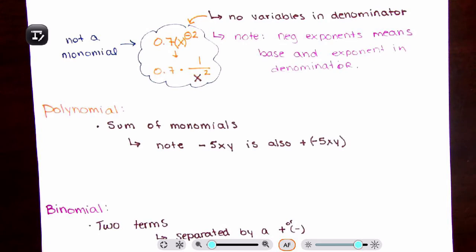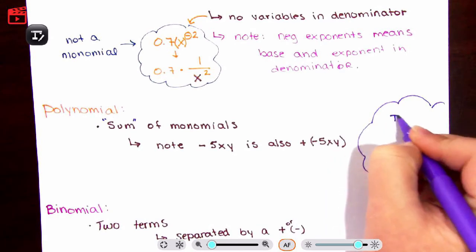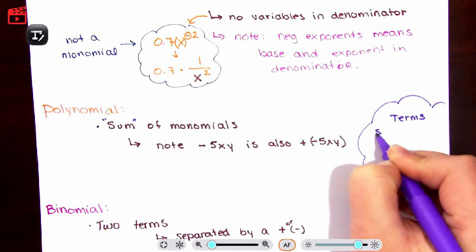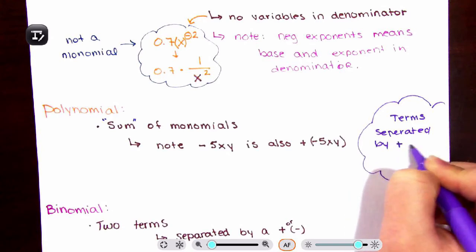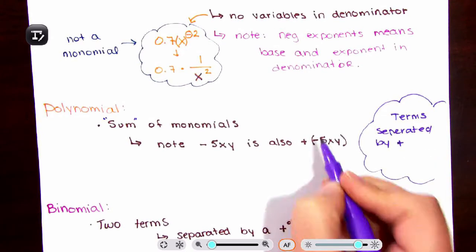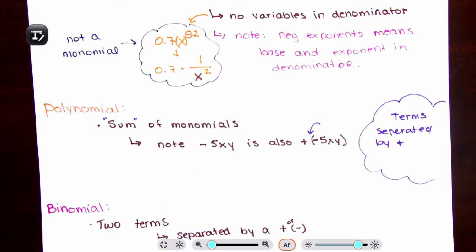Now poly means many, so therefore it is a sum, and I'm going to put sum in quotations, of monomials. So basically what that means is taking terms separated by a plus or minus. Technically, it's separated by plus, but you want to always note this. If you have a minus, it's technically adding a negative. So my personal definition is separated by plus and minuses. The official definition says it has to be a plus, but you can always add a negative.